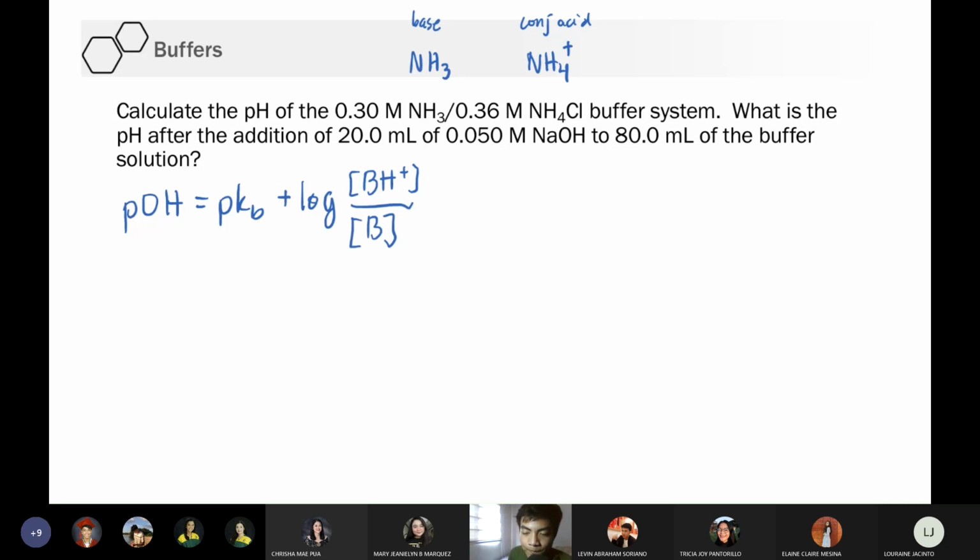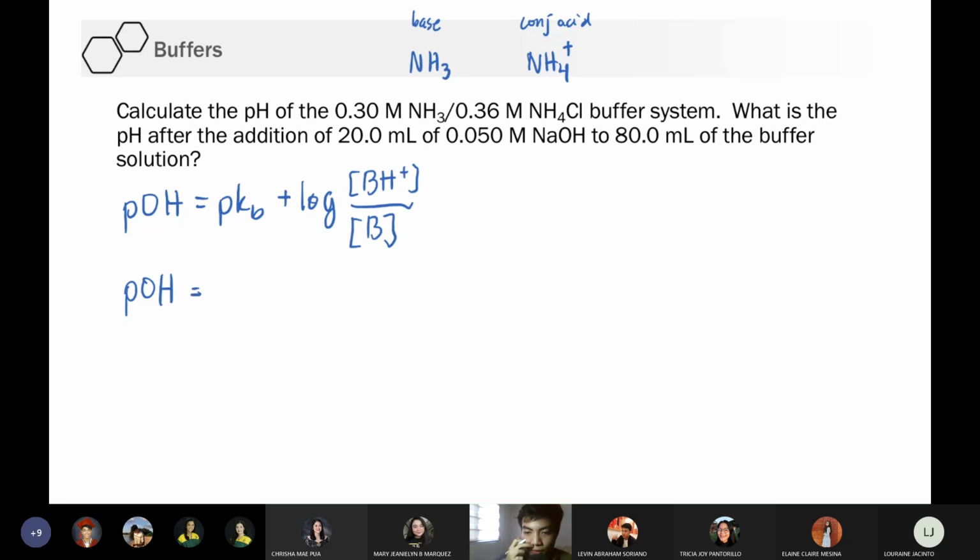Okay? Bakit ito yung equation na ginamit natin, hindi yung pH equals pKa plus log A over HA? Kasi, ang meron tayo ay base. Gagamitin mo lang yung pH equals pKa plus log kapag acid ang meron ka. And base yung meron tayo. So, we need to use this equation. So, lagay natin yung answers.